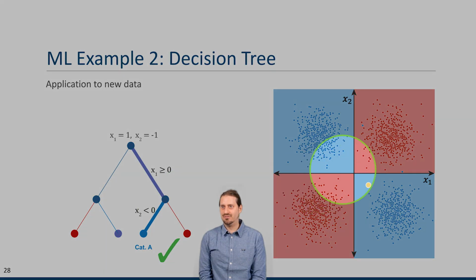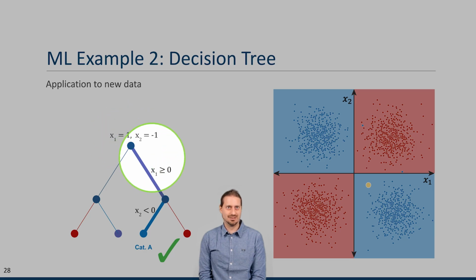so if we have a new data point that comes in here, we can walk through the tree and get our classification. So this means we start here on top of the tree, we put in the coordinates of this data point. For example, this could be x1 equals 1, x2 equals -1. And then we look at the first decision here. Where do we land?